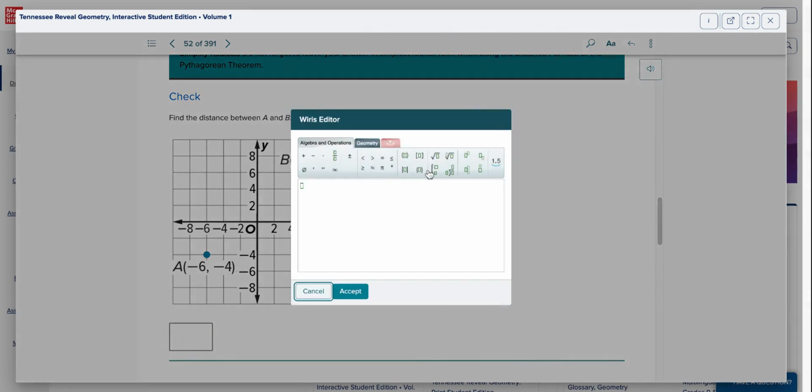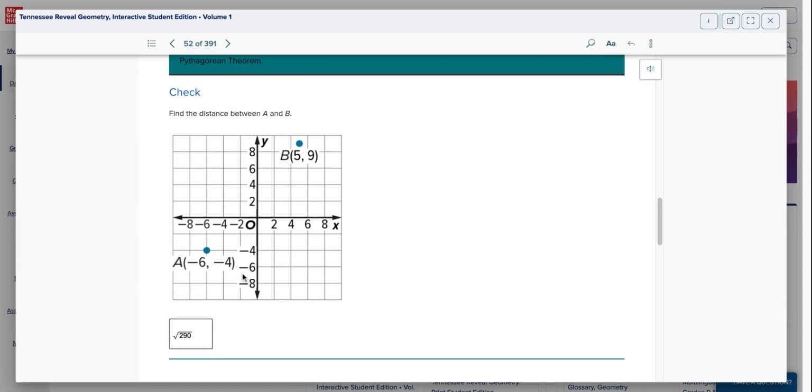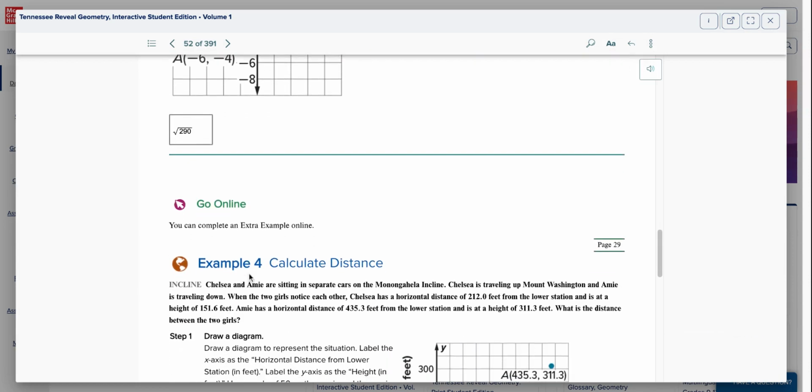So I'm going to go to the icon that has a root with no little box right there. That one right there is for a cube root or fourth root or fifth root. This one's for a square root. And I'll put in 290. All right, moving on. Okay, looks like I'm changing pages. So I'm going to go to page 30 for example number 4. And they're wanting us to calculate the distance.